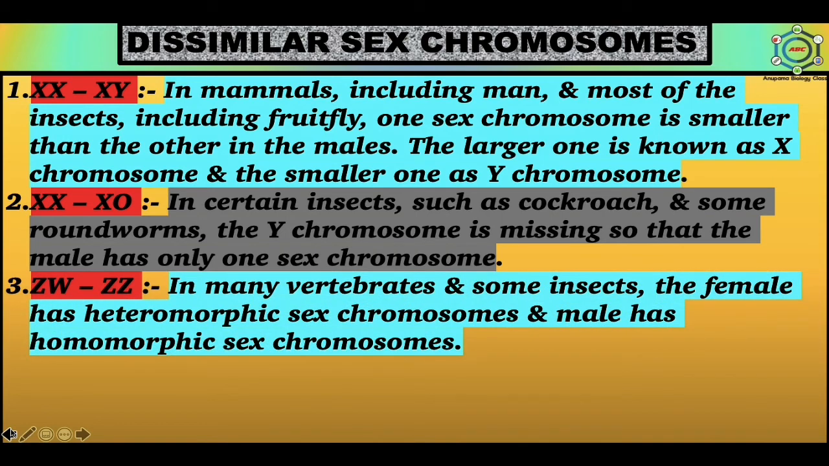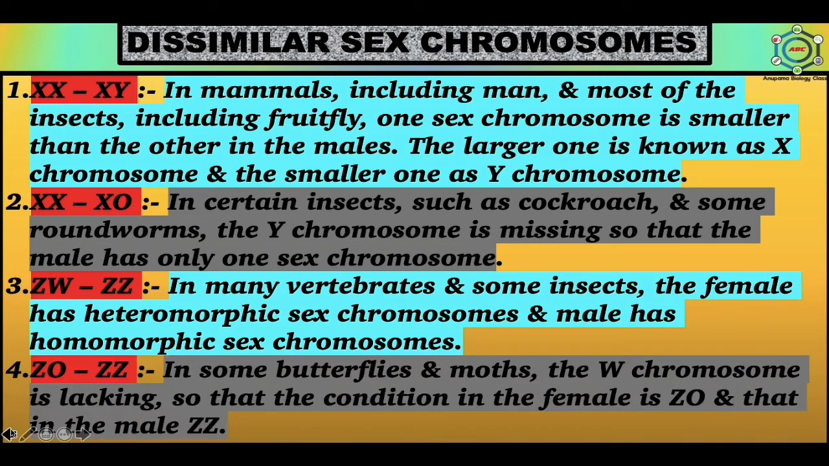Third case, that is ZW-ZZ type. In female vertebrates and some insects, the female has heteromorphic sex chromosomes and the male has homomorphic sex chromosomes. These conditions are briefly indicated as ZW and ZZ respectively, and these letters are used to avoid confusion with the XX, XY condition.